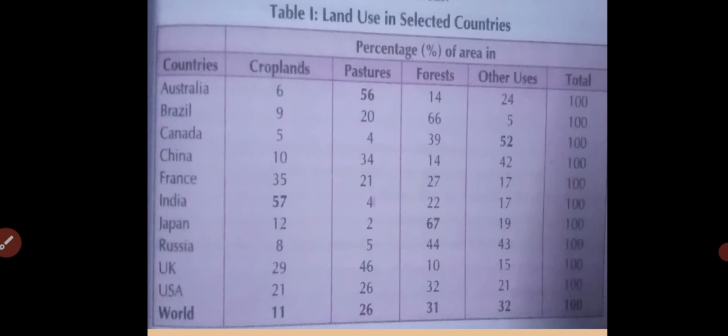I hope today's lecture is clear to you, that is, what are the different factors that affect the land use pattern of any area.